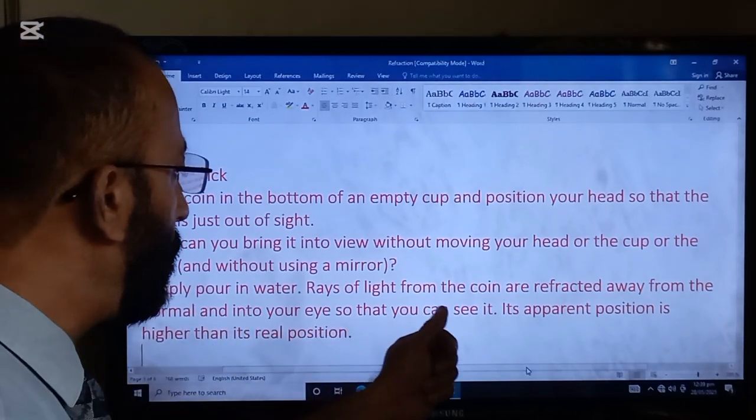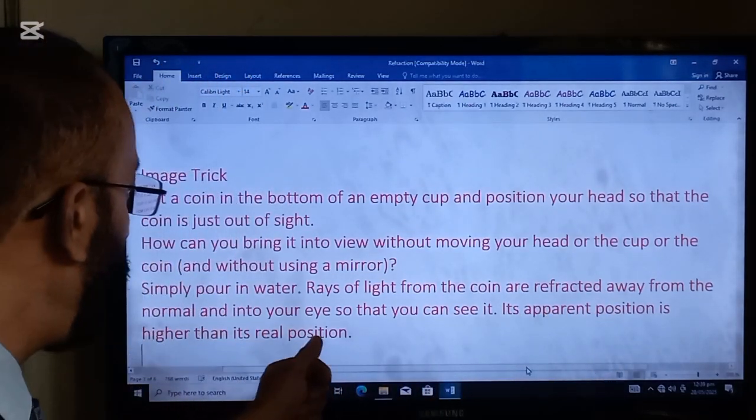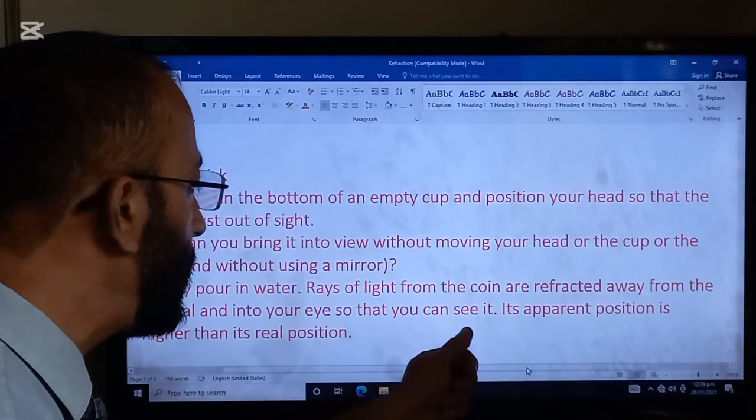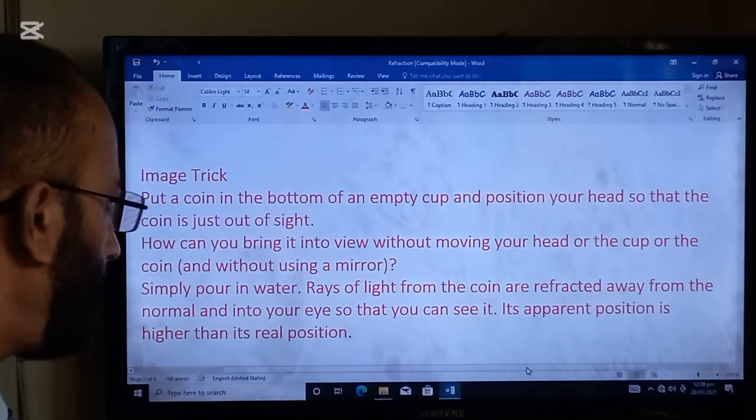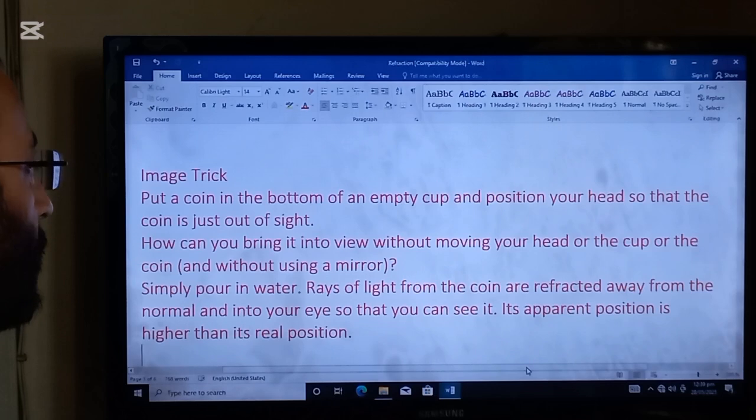Rays of light from the coin are refracted away from the normal and into your eye so that you can see it. Its apparent position is higher than its real position.